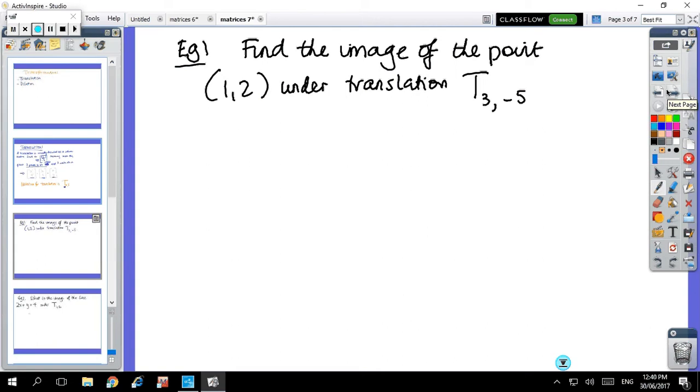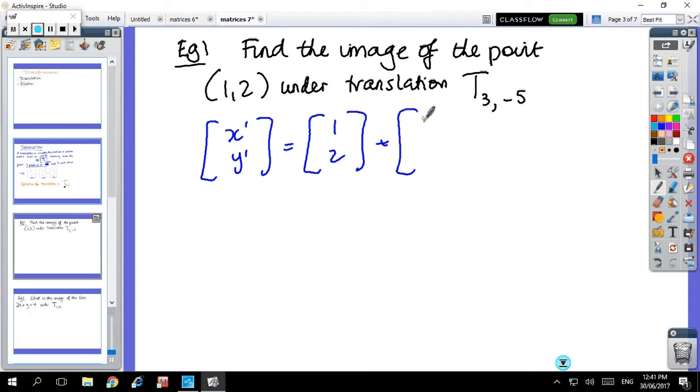Okay, so we're looking at an example. Find the image of the point 1, 2 under translation. So basically x dash, y dash equals the old point plus the translation, and so the answer is 4 and -3. So that's pretty straightforward, and we'll look at an example of moving lines, so come across when you're ready.